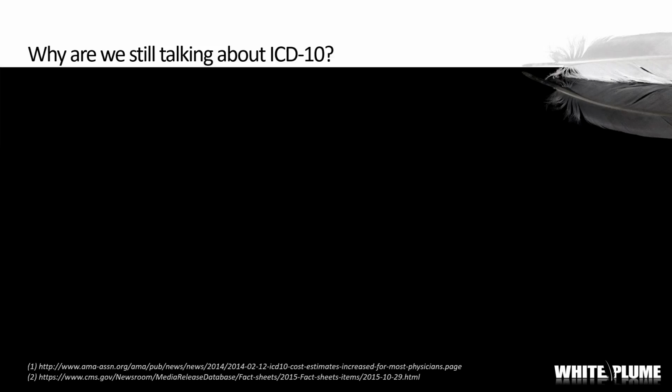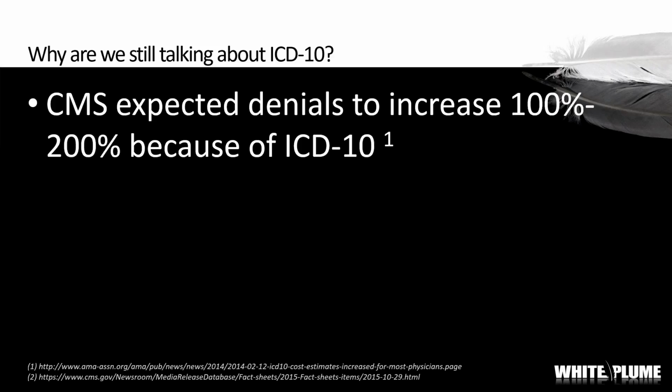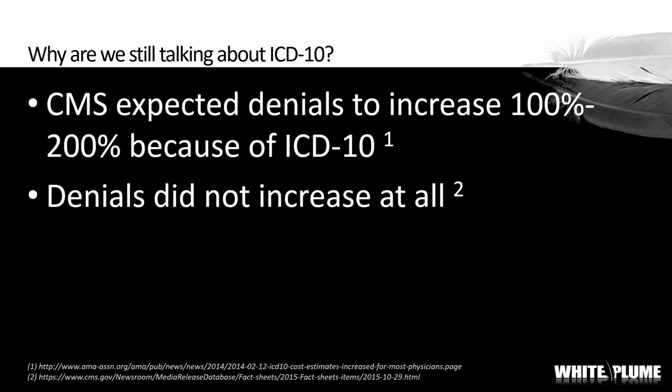Put yourself in the same shoes a year ago. You remember all of the concern that people had over ICD-10? All of the consultants were telling you, make sure you've got a good line of credit in place so you can fund operating expenses for 3 or 4 months in the case of a national meltdown over ICD-10. CMS predicted that denials would double or triple as a result of ICD-10. And here we sit today, and the data published by CMS shows that denials have not increased at all.